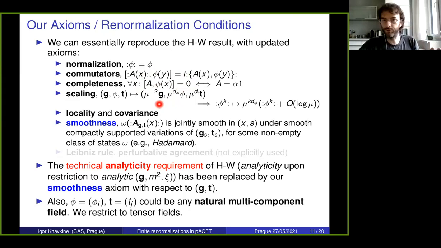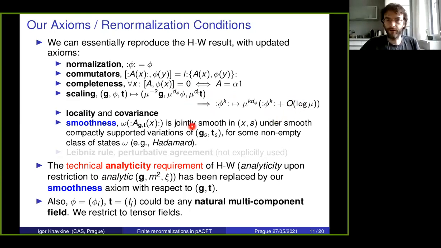We want to impose preservation of scaling degrees, or so-called mass dimensions, of the metric, of the fundamental fields, and of any other background fields that are involved in the theory, up to possibly logarithmic corrections. So we say, okay, logarithmic corrections are kind of okay for scaling dimensions.